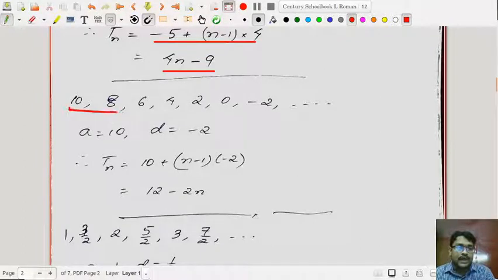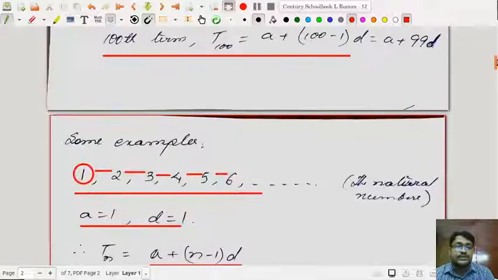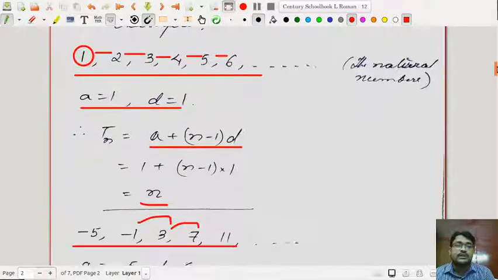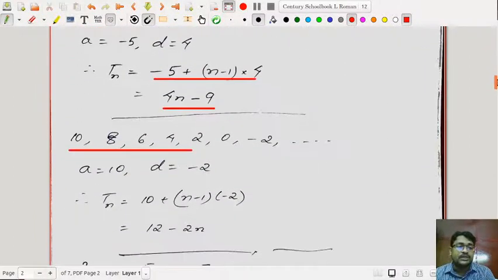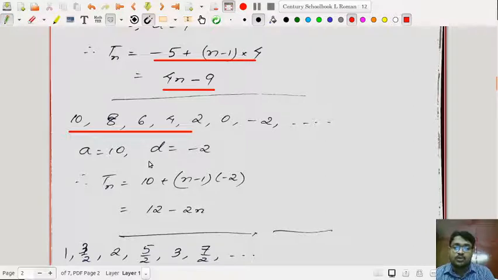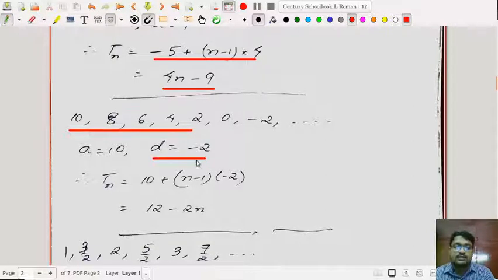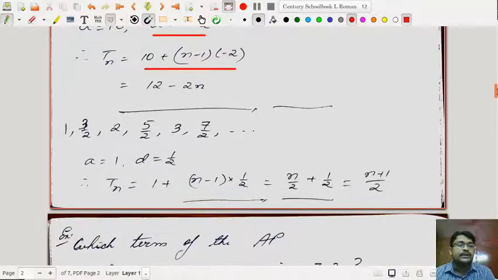So this one: 10, 8, 6, 4, 2. It is not necessary that in an AP the terms will keep on increasing. In the earlier example we have seen the terms keep on increasing, but it's not necessary. If the common difference is negative, the terms will keep on decreasing. So a equal to 10 and d equal to minus 2. In that case the nth term is 10 plus n minus 1 into minus 2, that is 12 minus twice n, right?